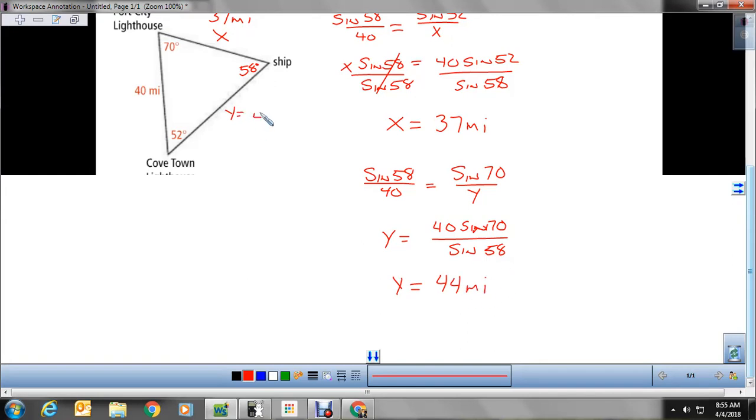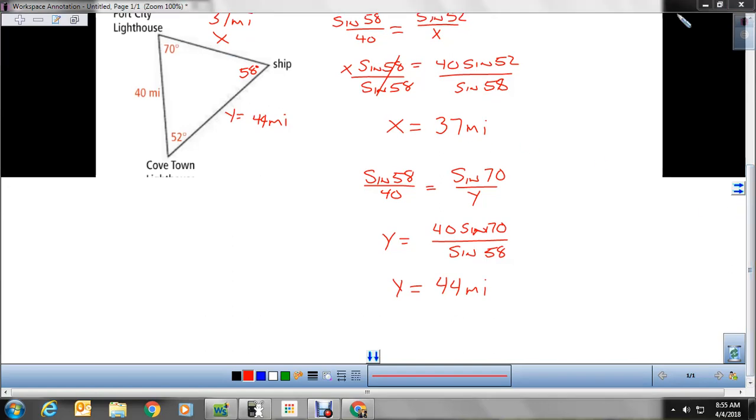So yes, we could have determined which one is going to be the closest by the angle measures here, but to find the distances, we need to go ahead and do our proportions. So let's take a look at the next one.